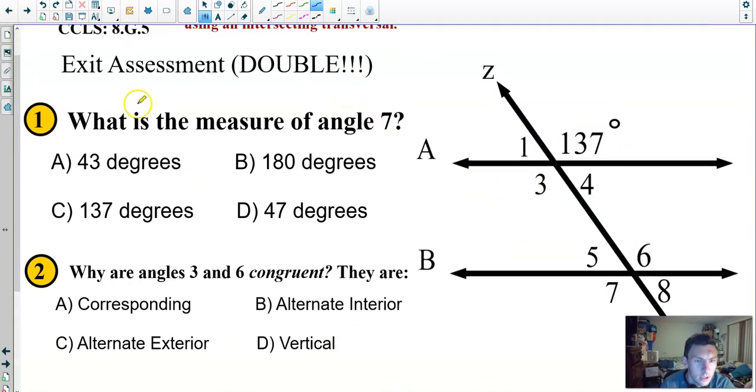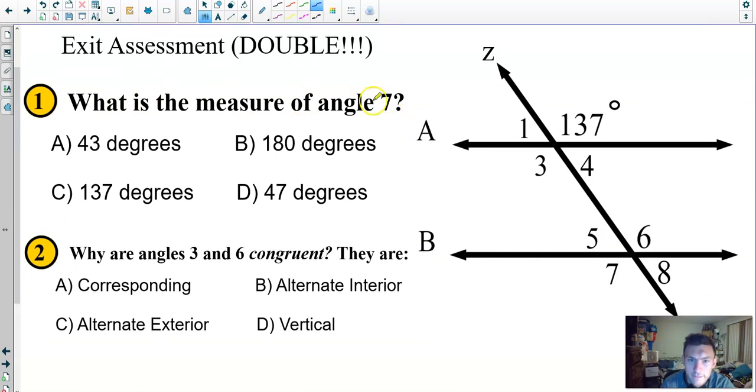Here we go. So what is the measure of angle 7? Pause the video, give it a shot. If at any point I did something that was confusing, either send your teacher a message, ask in the live Google Meet or Zoom session, or Google or YouTube it. Please try to take full advantage of this. We're giving you a minimal amount of work each day so that we can try to stay on top of it. All right, what's the measure of angle 7?